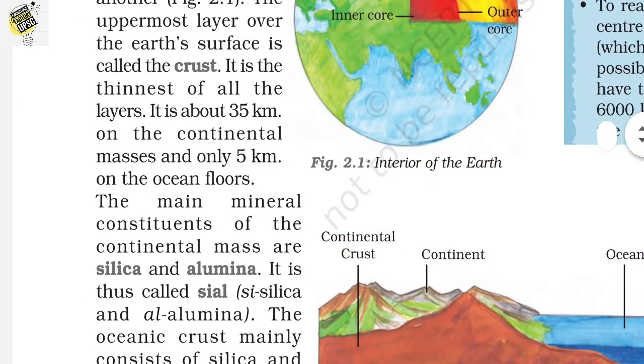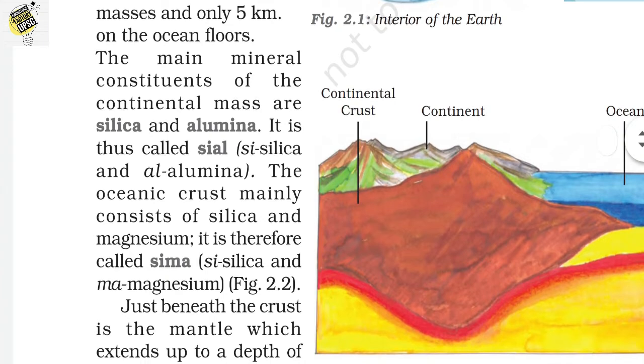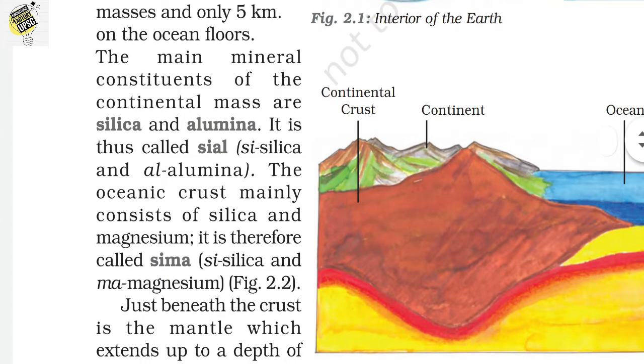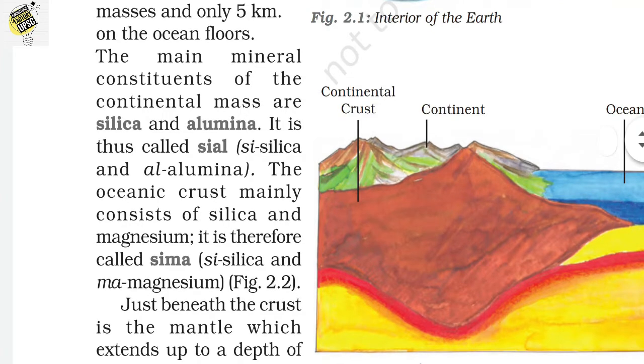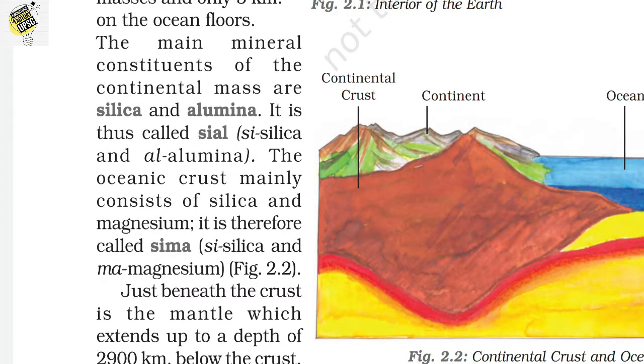The main mineral constituents of the continental masses are silica and alumina, and it is called Sial, that means Si for silica and Al for alumina. The oceanic crust mainly consists of silica and magnesium, and therefore it is called Sima. So the continental masses are made up of silica and alumina, known as Sial, and the ocean floor, mainly made up of silica and magnesium, is known as Sima.